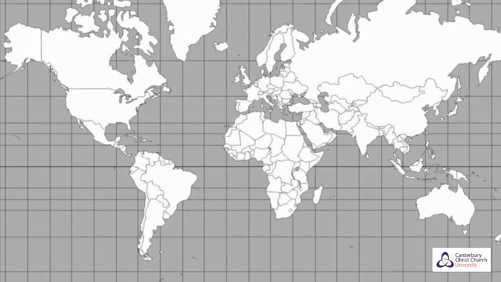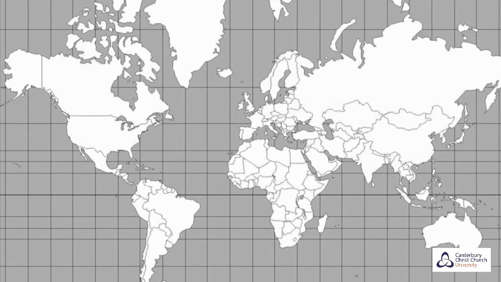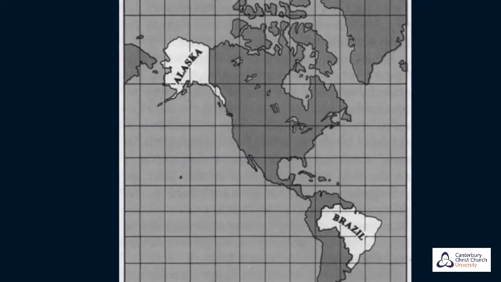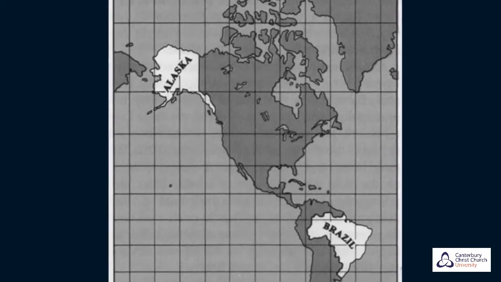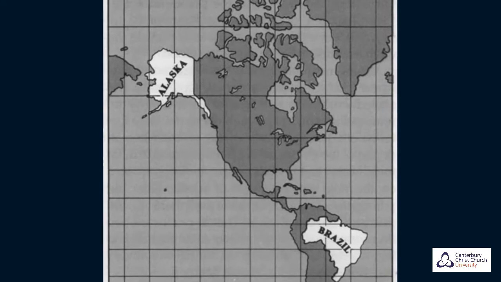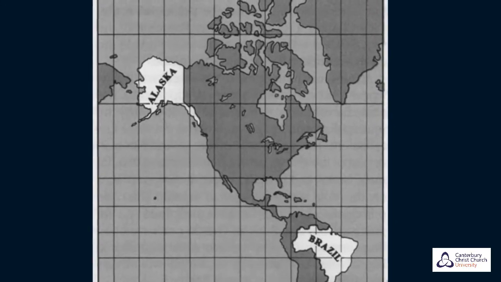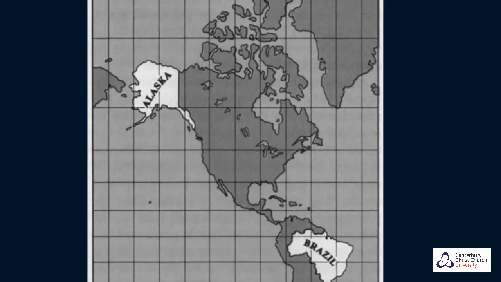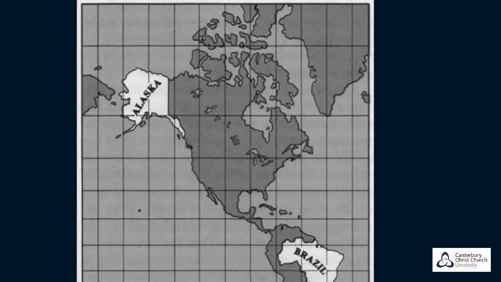However, although Mercator's projection preserves angles or bearings, it doesn't preserve distances or area. In fact, area towards the poles is increasingly distorted. So if you were to compare, say, Alaska with Brazil, on a Mercator's projection they look roughly the same size, when actually Brazil is over 5 times the size of Alaska.